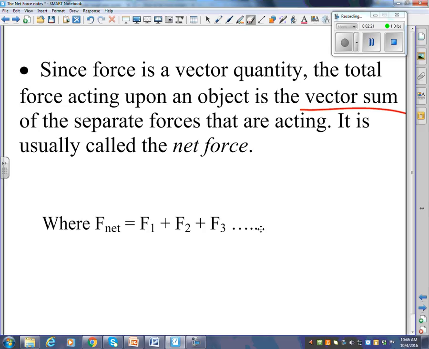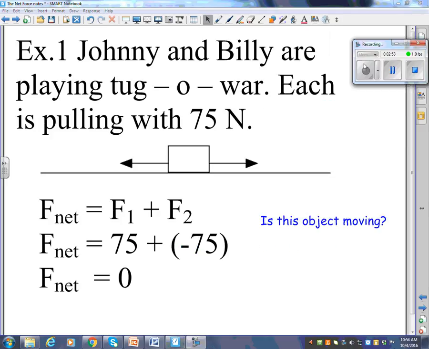Now, I've called them F1, F2, F3, and so on, but they could be Fn, the normal force, they could be Fw, they could be applied force, they could be friction force, they could be any number of things. So generically, F net is equal to F, the first force plus the second force plus as many forces as there are. As many forces as you can identify from your 3 by 9. Okay, here's an example.